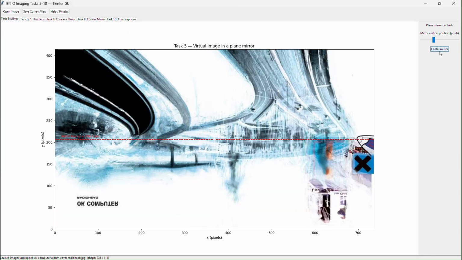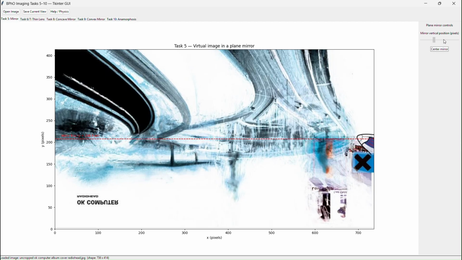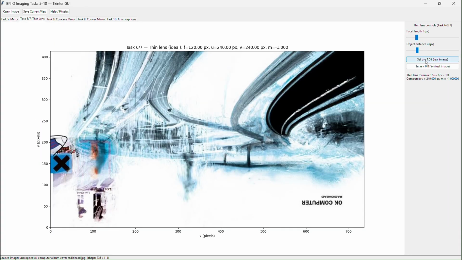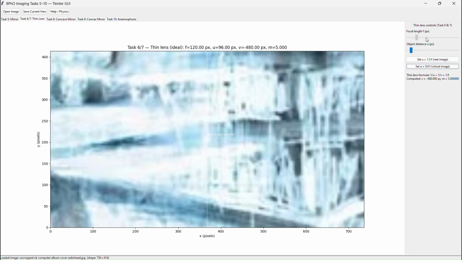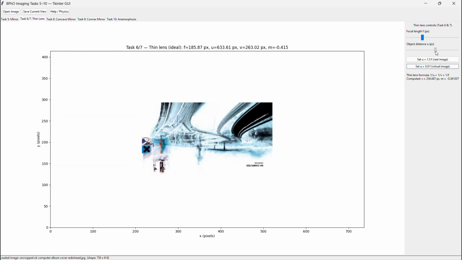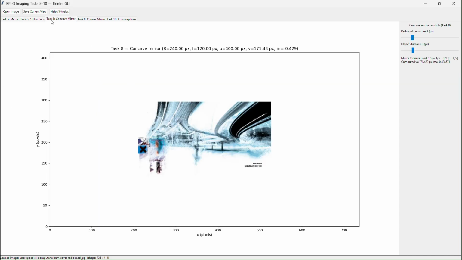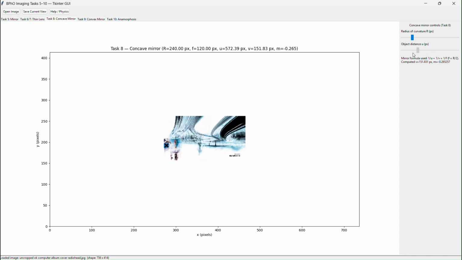Task 5 is a plane mirror with a slider to set the mirror height in pixels, which shows the reflected image and marks the mirror line. Task 6 to 7 is a thin lens with a slider for focal length and object distance. The buttons for preset real and virtual image conditions show the image transformation and lens equation results.